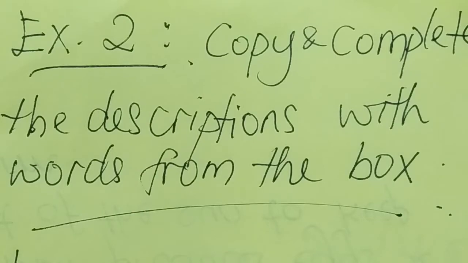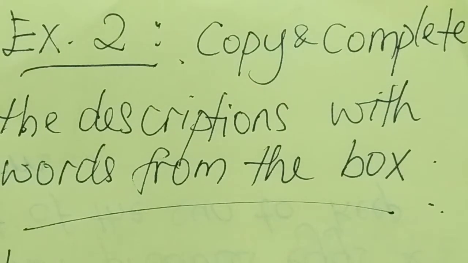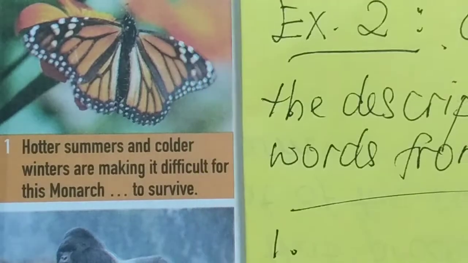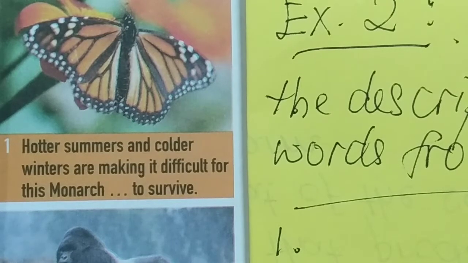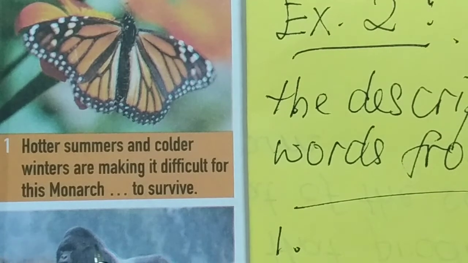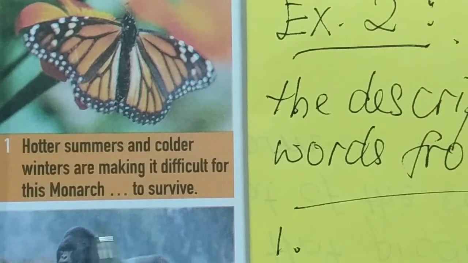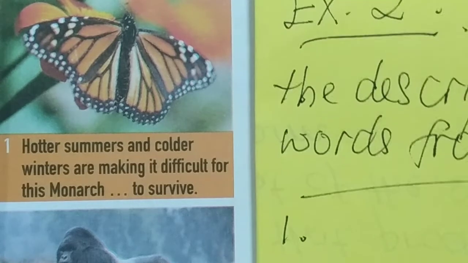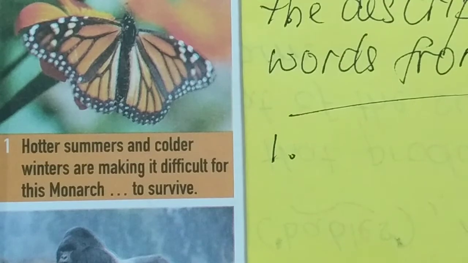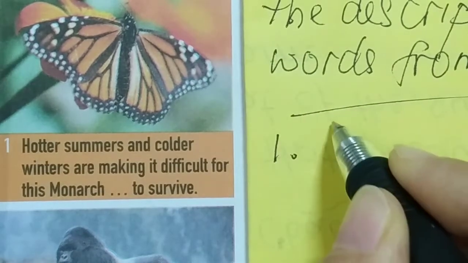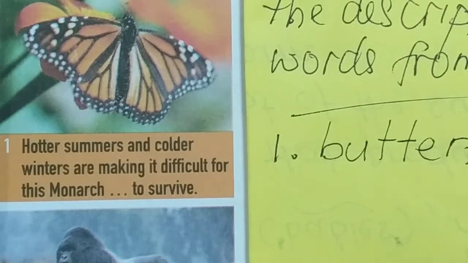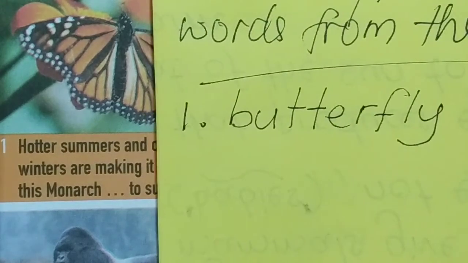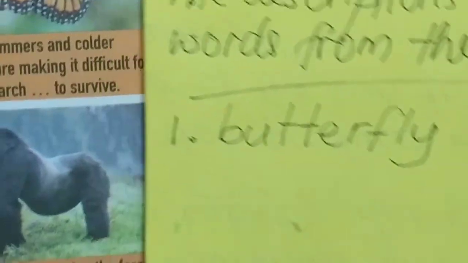For exercise 2, you are required to copy and complete the descriptions with words from the box. Let's look at the descriptions here. 1, as you can see, you are supposed to copy all this into your book. 1, hotter summers and colder winters are making it difficult for this monarch to survive. So what is the correct word for this endangered species? Butterfly. Very easy to answer this question. Butterfly.